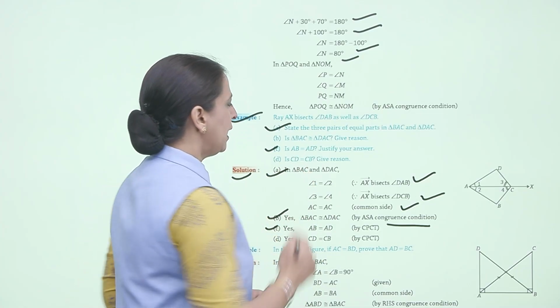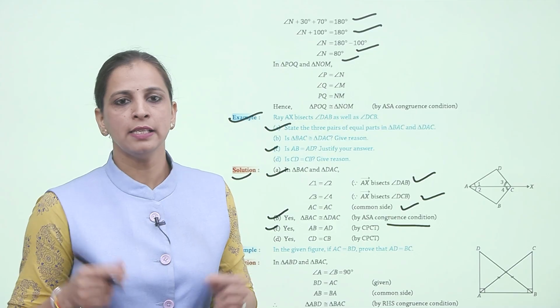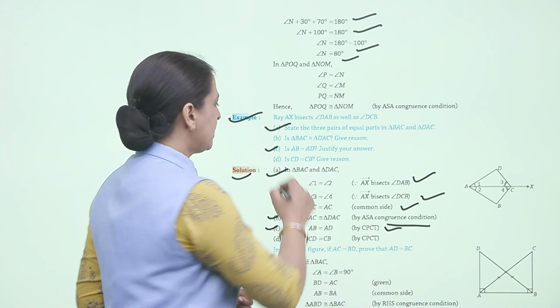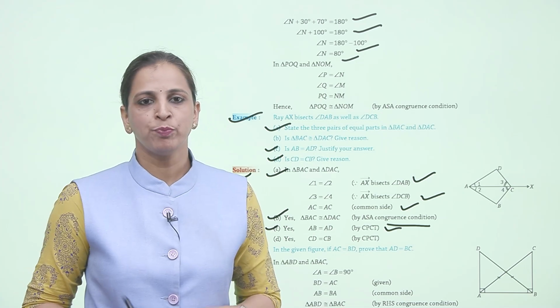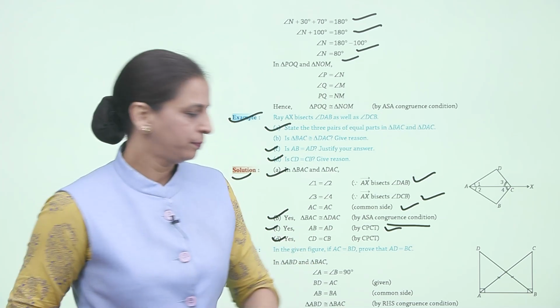Now C part, is AB equal to AD? Justify your answer. Yes, AB is equal to AD by CPCT. D, is CD equal to CB? Yes, CD is equal to CB by CPCT.